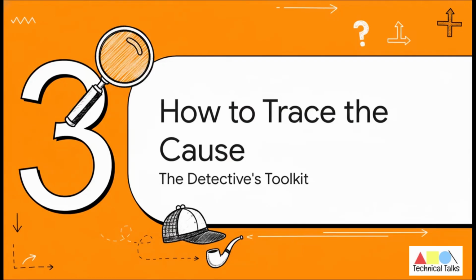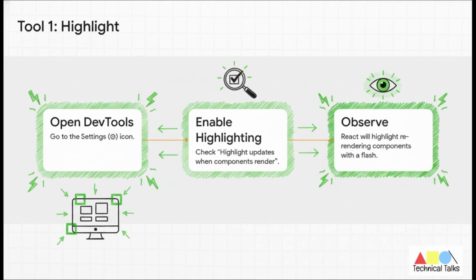Okay, so we know the principle now, but how do we actually see this happening in our own code? Well, it's time to open up our detective's toolkit and learn how to trace these renders right back to their source. First up is our magnifying glass. In the React DevTools, there's this simple little checkbox: highlight updates. Turn that on, and your app will just light up like a Christmas tree. Every single component that re-renders will flash. It is the quickest, most satisfying way to see exactly where the action is happening, and more importantly, where it probably shouldn't be.